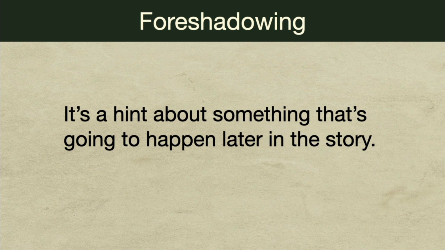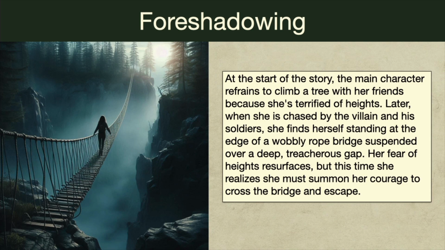Foreshadowing. It's a hint about something that's going to happen later in the story. Example. At the start of the story, the main character refuses to climb a tree with her friends because she's terrified of heights. Later, when she is chased by the villain and his soldiers, she finds herself standing at the edge of a wobbly rope bridge suspended over a deep, treacherous gap. Her fear of heights resurfaces, but this time she realizes she must summon her courage to cross the bridge and escape.